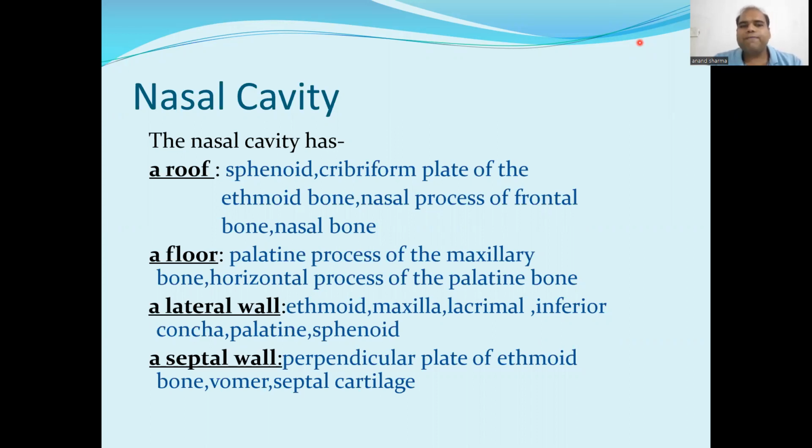This lateral wall is formed by ethmoid bone, maxillary bone, lacrimal bone, and inferior turbinate bone or concha, and in part by sphenoid and palatine bone. Also, now we will talk about the medial wall. Medial wall is formed by the septum or the septal wall. It is formed partially by cartilage and partially by bone. The cartilaginous part is the septal cartilage and some part by columnar membrane. The rest is formed by perpendicular plate of ethmoid bone and vomer bone.